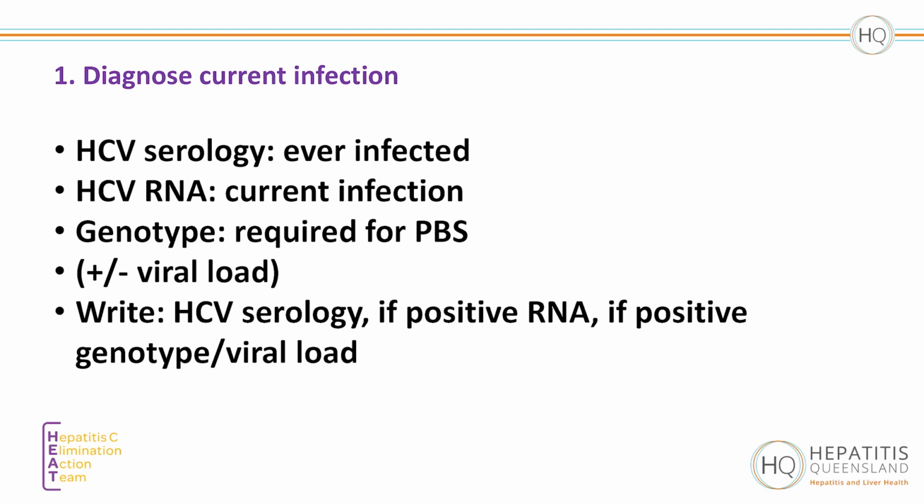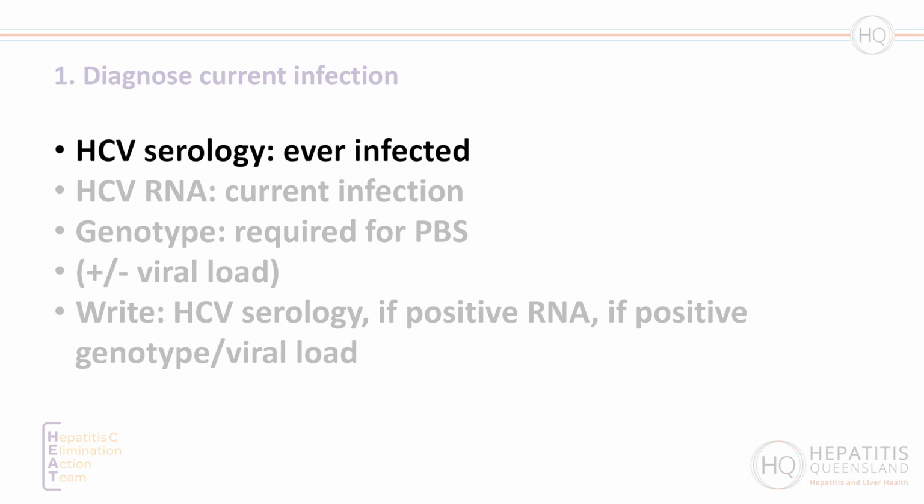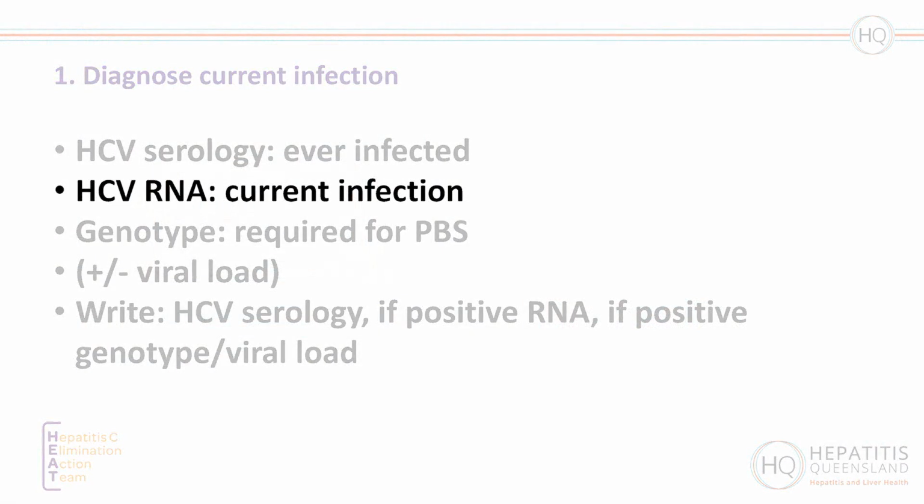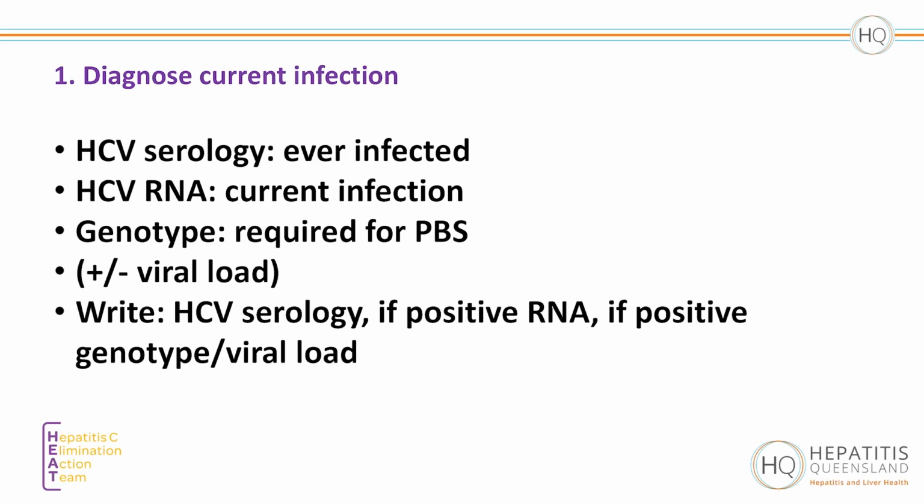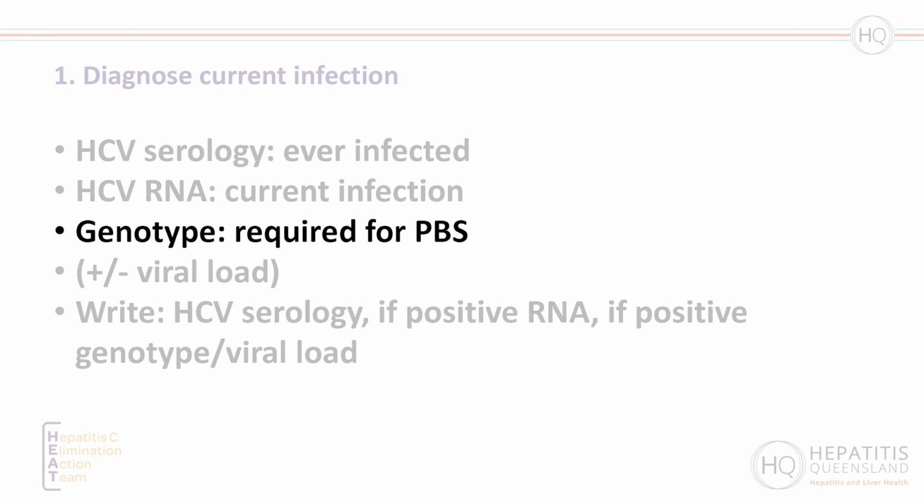Step one is to diagnose a current active hepatitis C infection. The first step to doing that is hepatitis C virus serology. But this will only tell you whether the person has ever been infected. To establish a current infection, you have to do a HCV RNA, which detects the actual virus. Then you need to also establish the genotype of the virus, and you can also do the viral load.